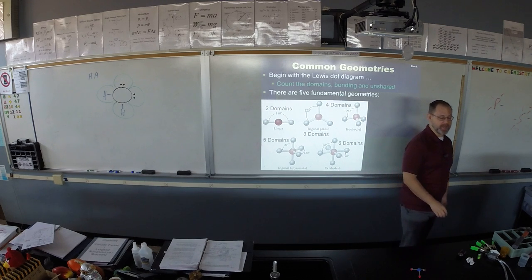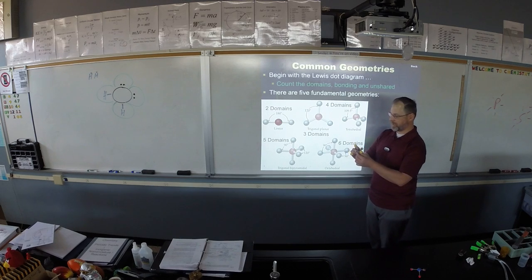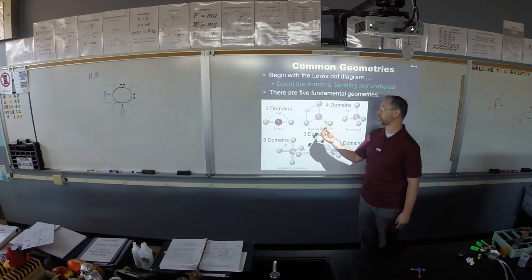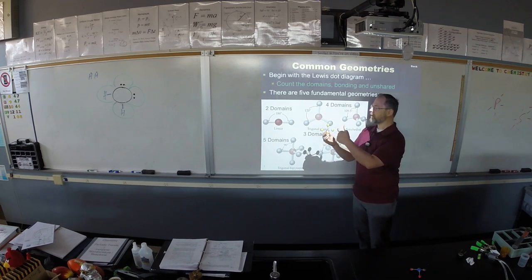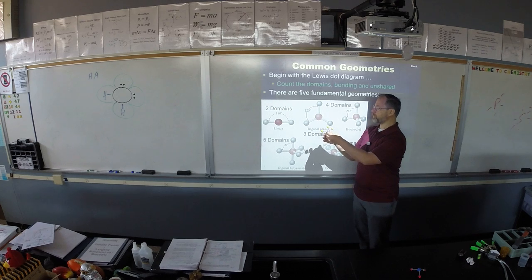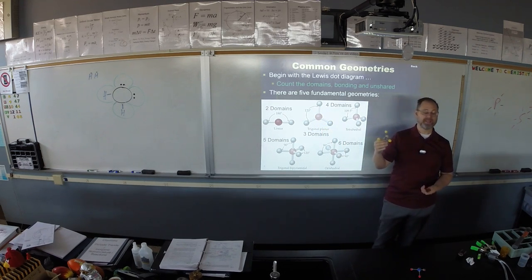Now, if you have 5 domains, something kind of interesting happens. I drilled holes in our molecular models yesterday. If you have 5 domains, then you get what's called a trigonal bipyramidal configuration, where you have 3 in the triangle plane, and then you have a 4th and a 5th above and below it. So it makes a triangle pyramid above a triangle pyramid. Trigonal bipyramidal, where you have 3 in a plane, and then 1 and 2 above and below it. Pretty slick little deal. Okay. That's if you have 5.